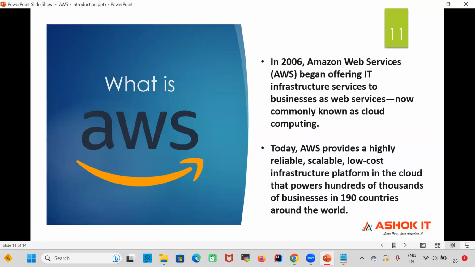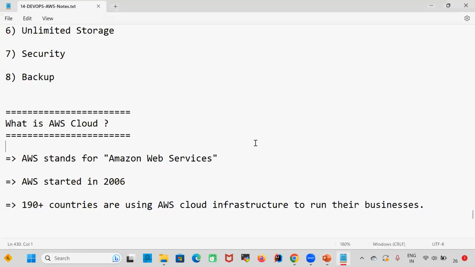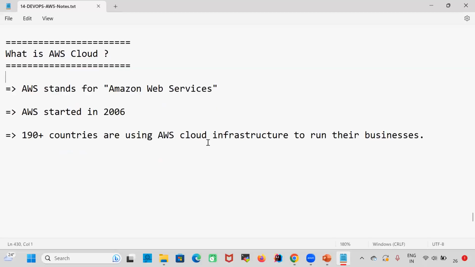Nowadays, as a DevOps engineer, you should know how to work with the cloud platform, because many companies are using cloud infrastructure, and a few companies are moving from on-premises infrastructure to cloud infrastructure because of the advantages in the cloud.